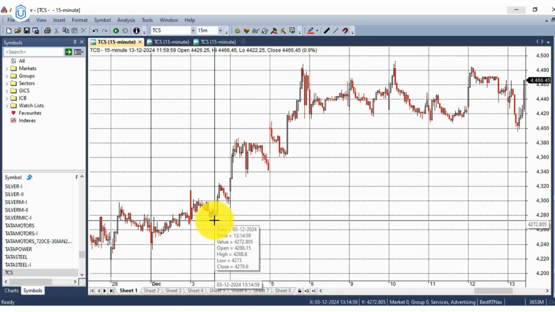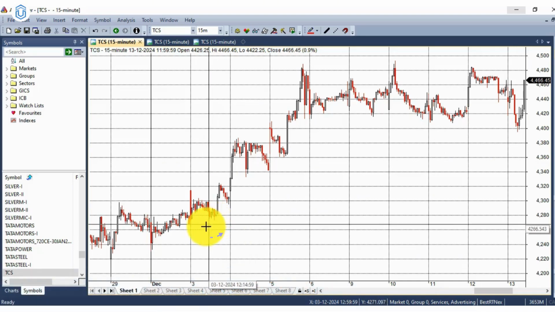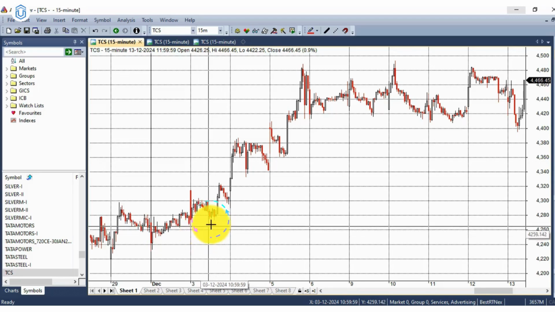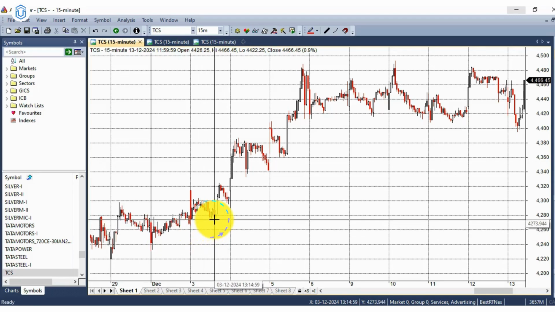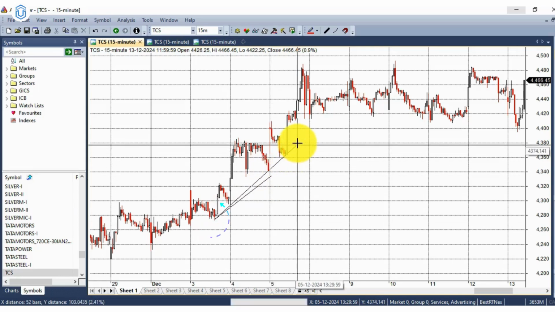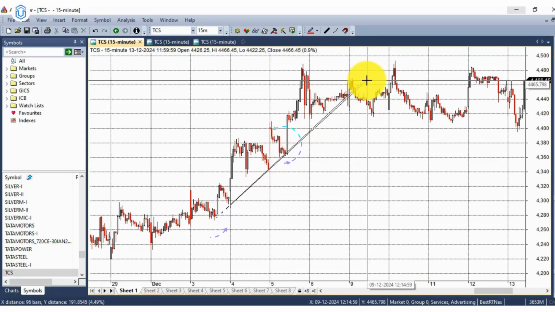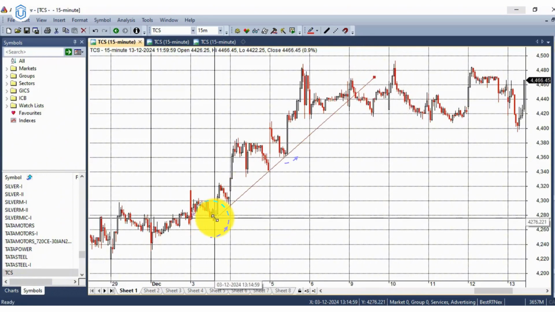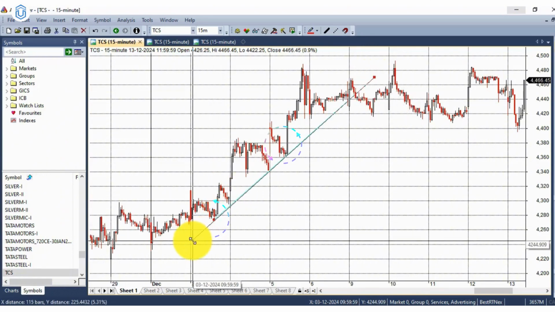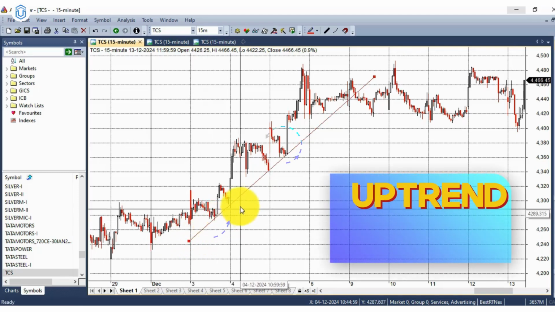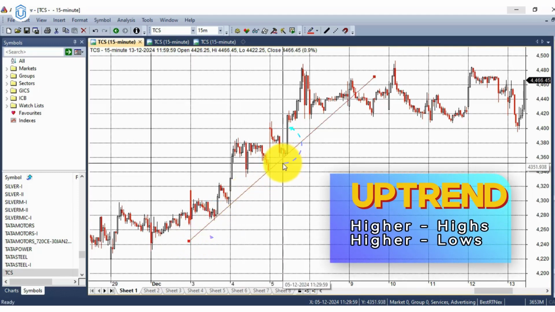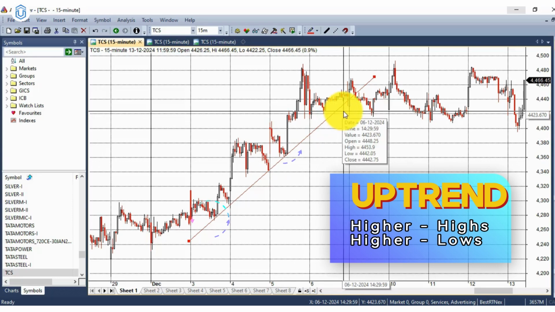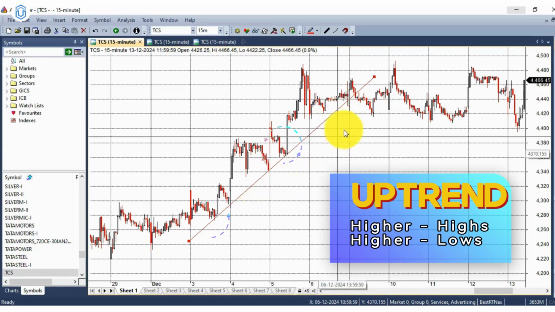Look at the chart of TCS. Here, let's find the pivots to draw the uptrend line. Here are the two pivots where the higher lows have been formed. Click at this low point and then drag the line to the next higher low. Release the mouse button and your uptrend line is drawn. This line should slant upwards, connecting the lows. This shows the market is in an upward direction.